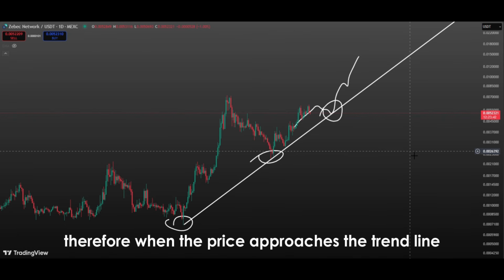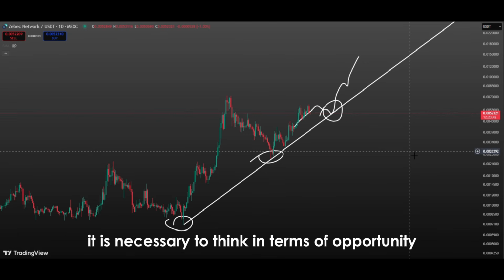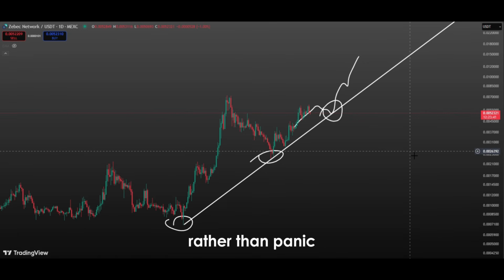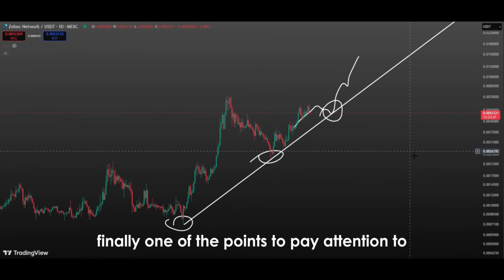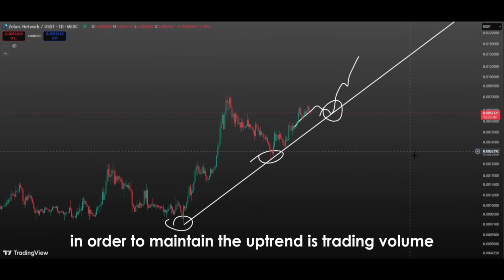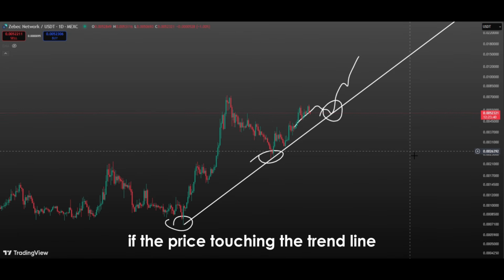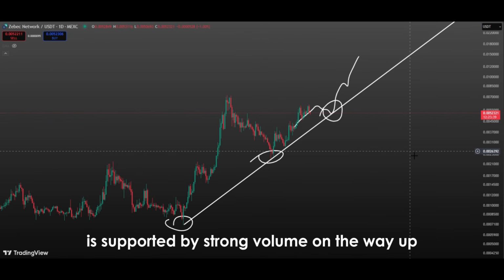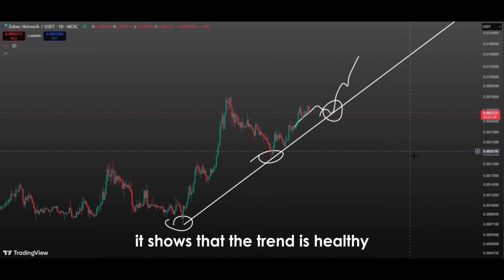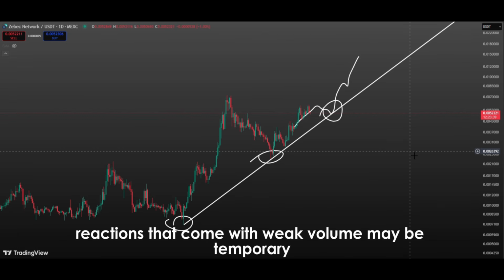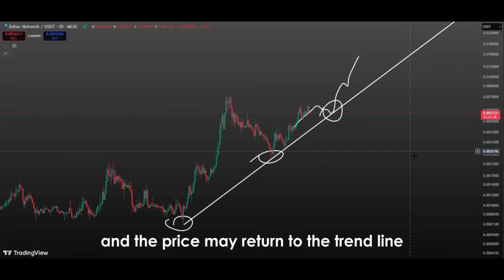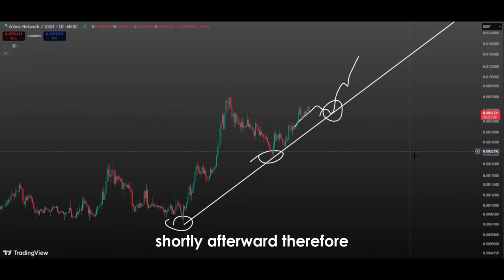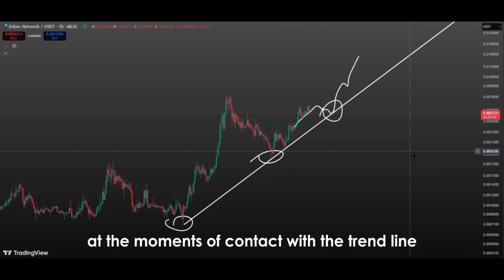Therefore, when the price approaches the trend line, it is necessary to think in terms of opportunity rather than panic. Finally, one of the points to pay attention to in order to maintain the uptrend is trading volume. If the price touching the trend line is supported by strong volume on the way up, it shows that the trend is healthy. Reactions that come with weak volume may be temporary, and the price may return to the trend line shortly afterward. Therefore, analyzing volume at the moments of contact with the trend line helps make more accurate decisions.